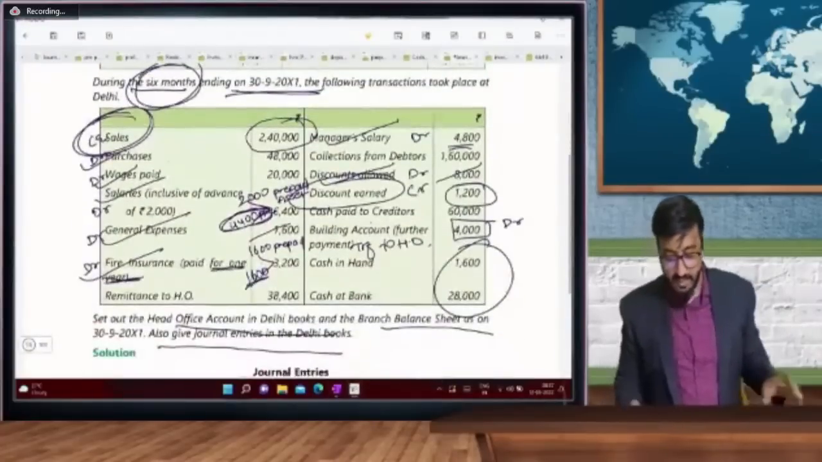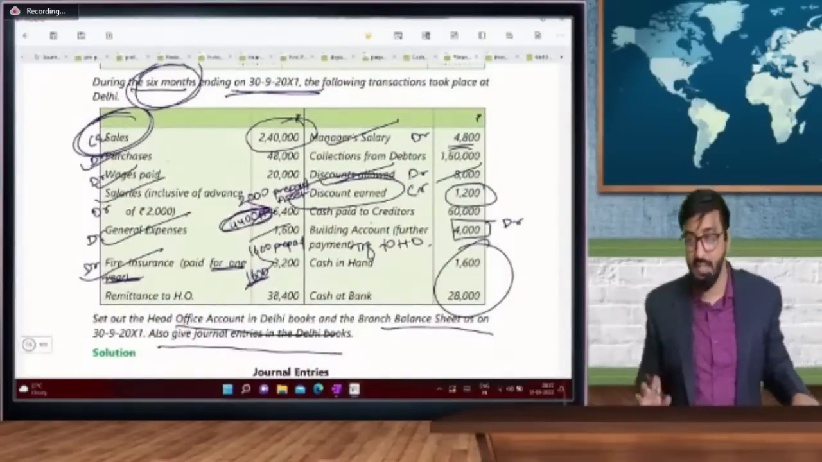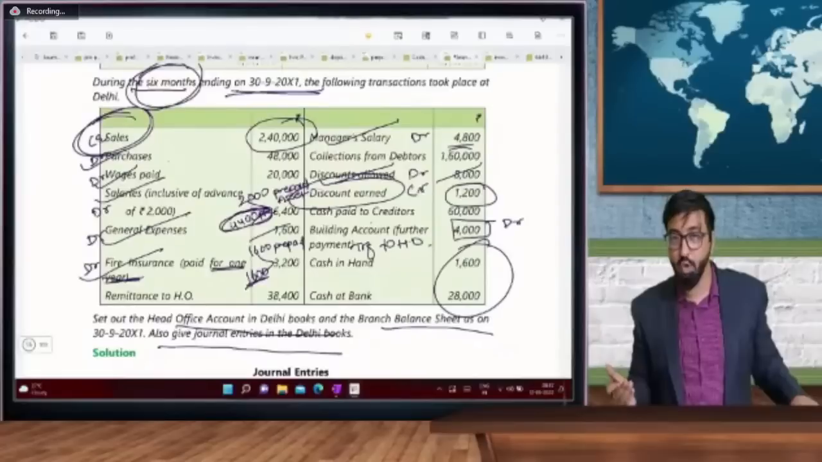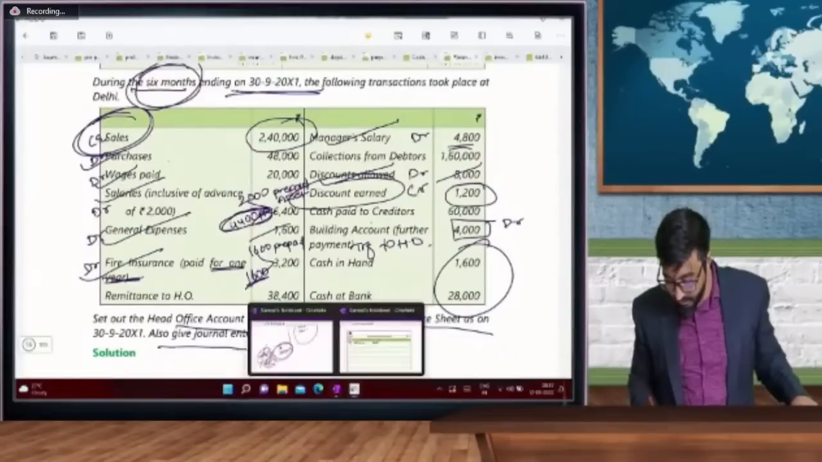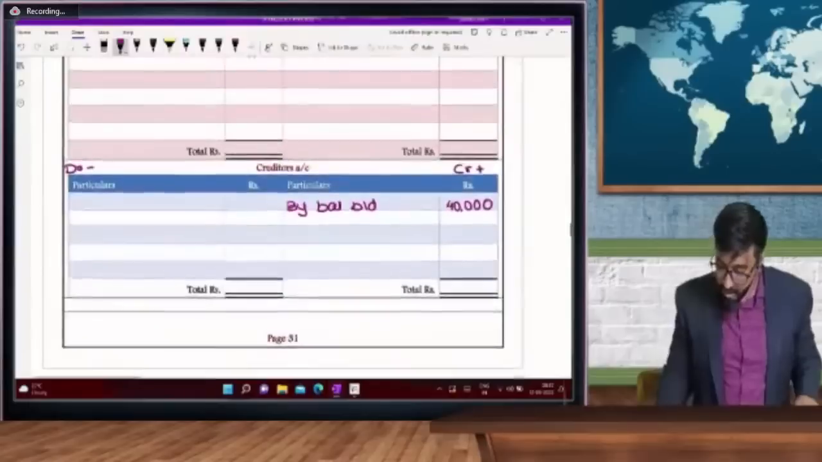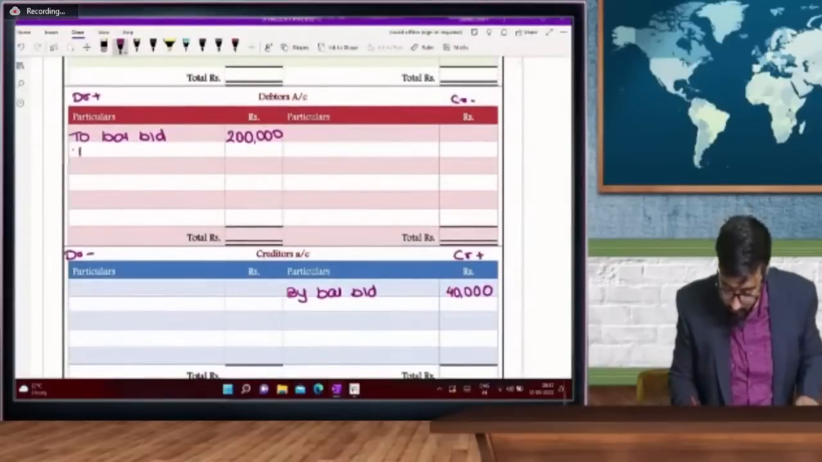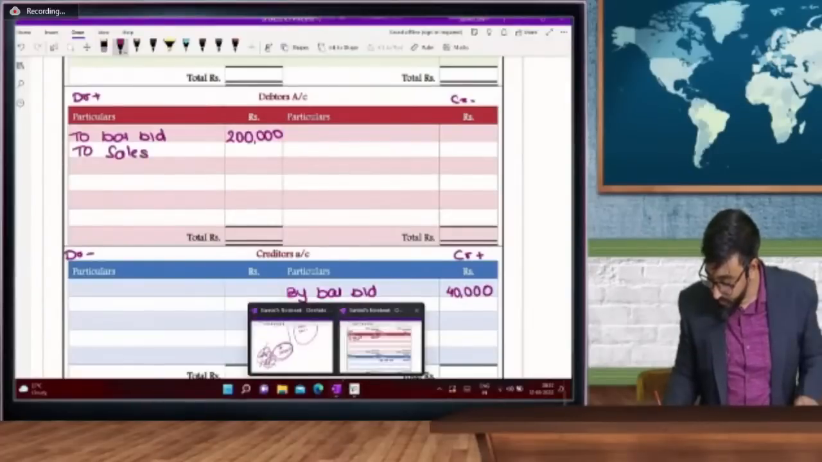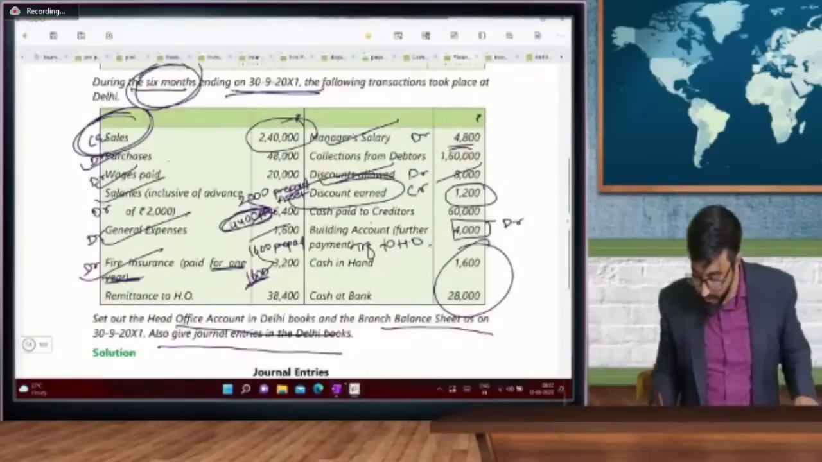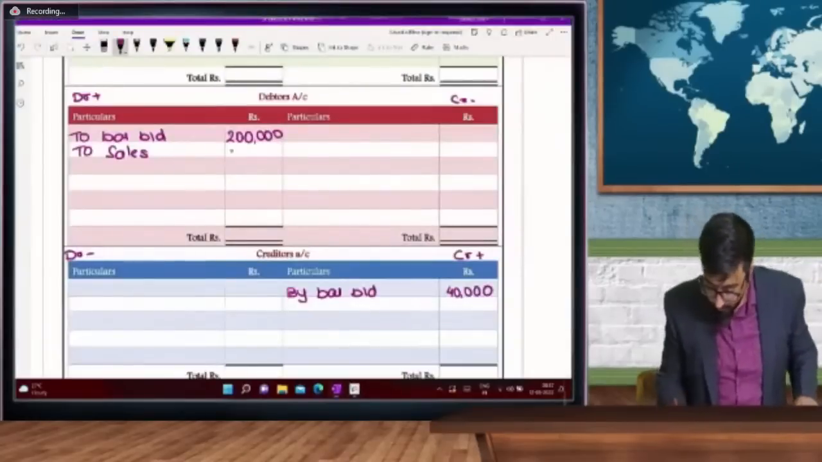Sales. Now what is the entry for sales? Debtors to sales. Sales is going to transfer to HO. So now we will post only debtors account. Debtors च्या डेबिट ला, what you are going to write? 2,40,000.